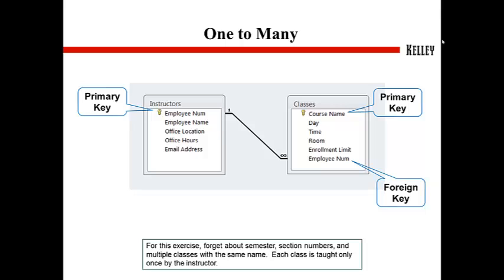You might be wondering, well, why didn't you add the course name field into the instructor table? Well, there's an important rule here. Whenever you're designing a database, always put the foreign key on the many, M-A-N-Y, side of a relationship.